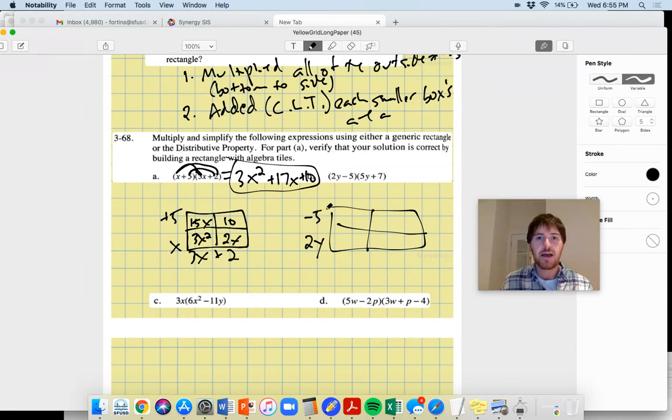2y minus 5 times 5y plus 7. Okay, gives me 14y squared here. 7 times 2y. And just let it flow. 14y. 7 times -5. -35. 5y times -5 is going to be -25y. Okay, combine like terms. Let's go ahead and write the answer up here. 14y squared minus 11y minus 35. Oh, messy. Okay, but we got that as a sum now.